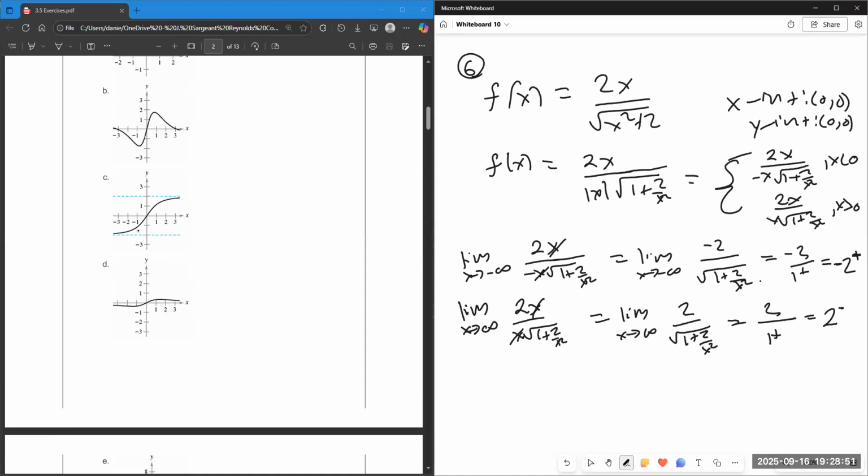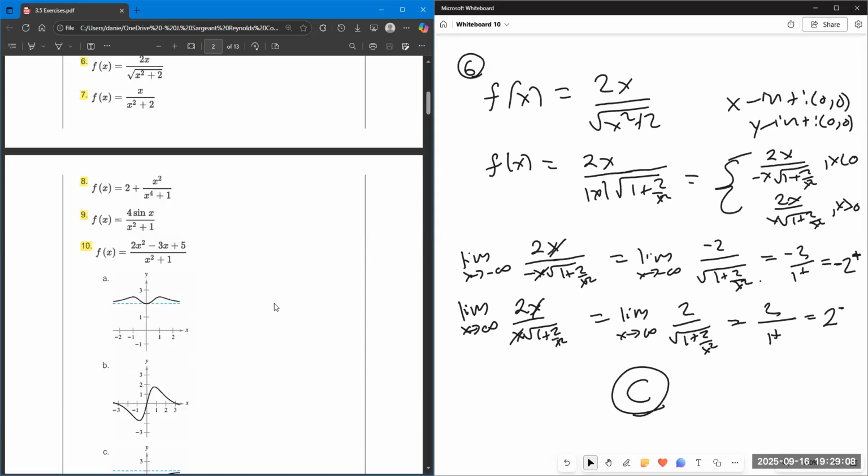That looks like C. We have an x-intercept of 0, 0. That certainly looks like C to me. Negative 2 from above, positive 2 from below, intercept at 0, 0. All right, let's look at number 7 now.